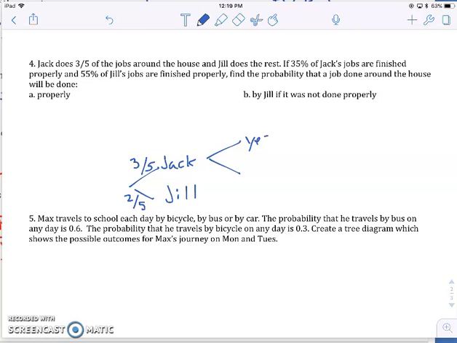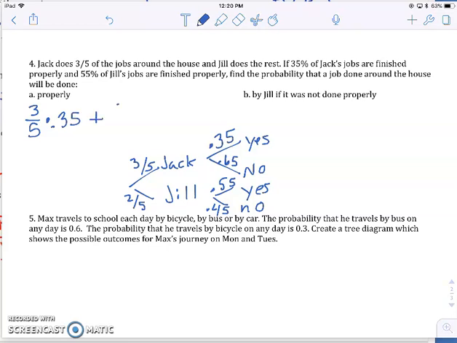I'll just put a yes and a no, for done properly and not done properly. It's 35% that his are finished properly, so 0.35, and that would make the other 0.65. 55% of Jill's are done properly, so 45% are not. So if they're done properly, that would be the Jack branch is done properly, plus the Jill branch is done properly.